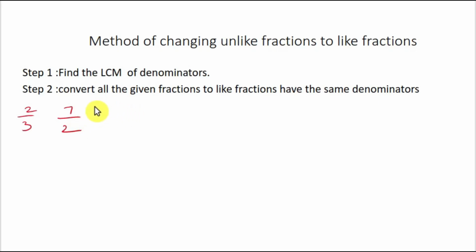There are two steps. First, we have to find the LCM of the denominators. What are the denominators here? 3 and 2 are the denominators. How to find the LCM of these denominators? We have to go for the division method, finding the prime factors. Listen carefully. First, we have to divide by 2. 3, not possible, so write as such. Then 2 one time. Then again, 2 is not possible. So we are going to 3.